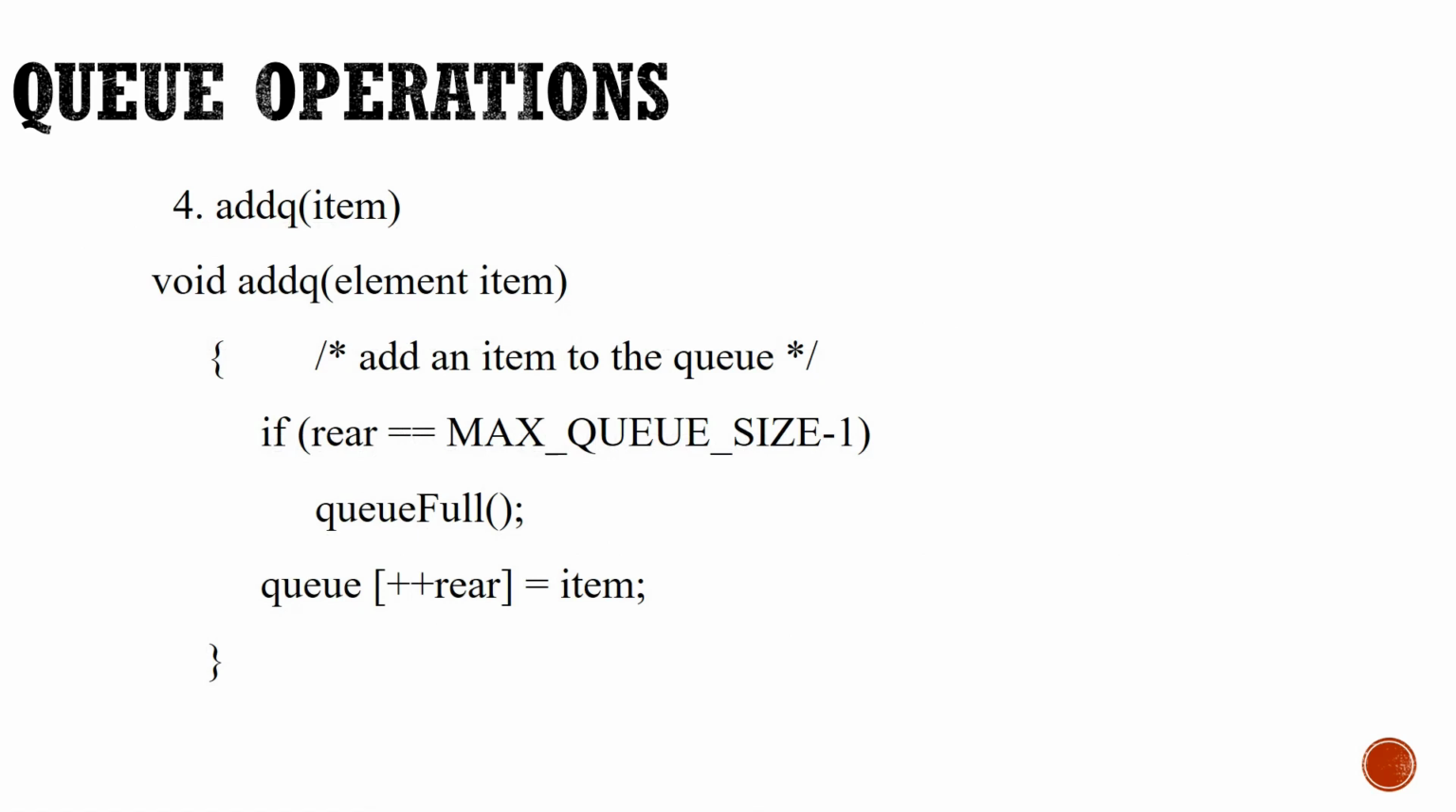Now, to add the element. Before adding the element, we check whether the queue is full. How to check? Rear equal to max queue size -1. If it is the case, then we jump to the condition queue full, or else we increment the rear pointer. Here we can see the pre-increment of the rear, that is ++rear. Queue of ++rear will be equal to that item. The item that we need to insert into the queue will be copied at the location given by the rear. So rear is a pointer for an empty location in the queue.